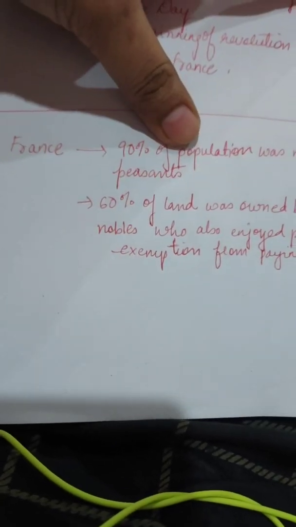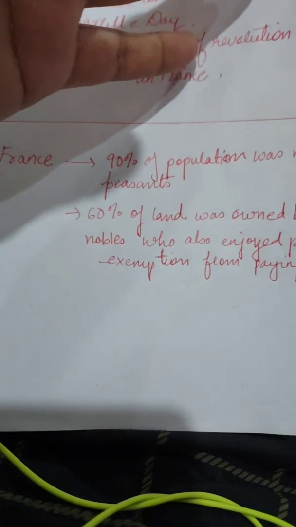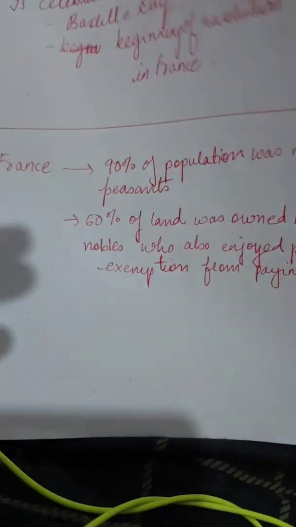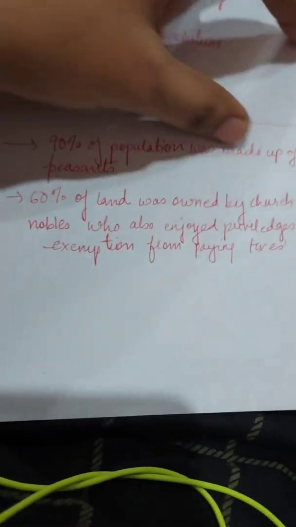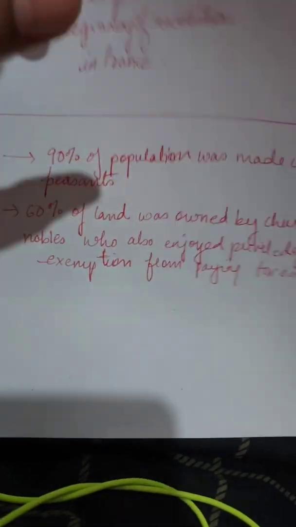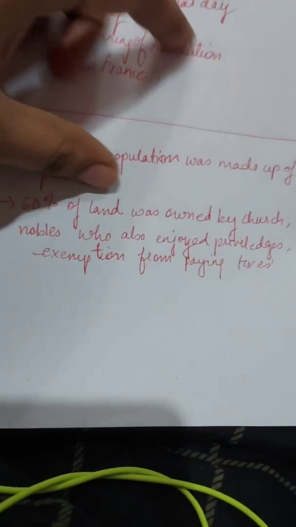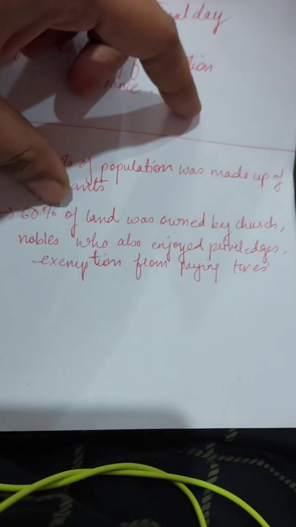Peasants in the country. Okay, so 90% of the population. Can you imagine, in the whole of France, 90% of the population was what? Peasants. And most of the land, that is 60% of the land, was owned by whom? The church and the nobles, who enjoyed feudal privileges.